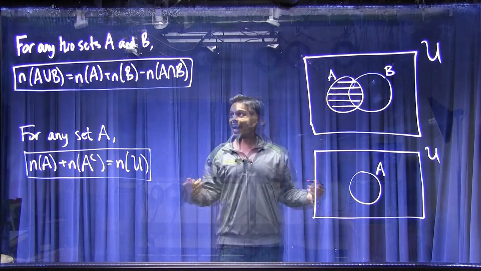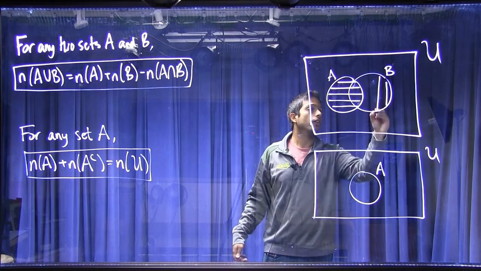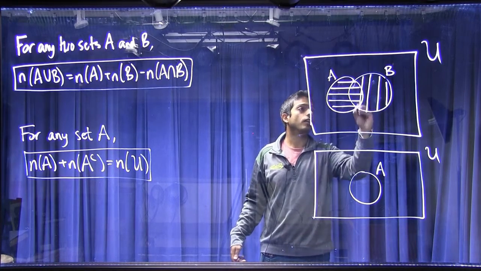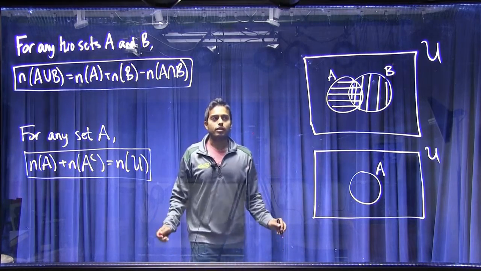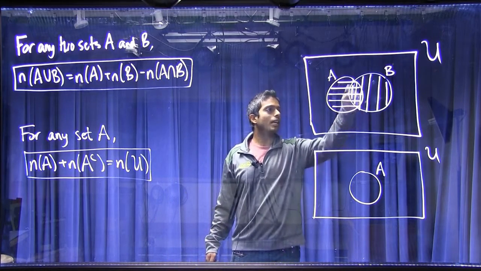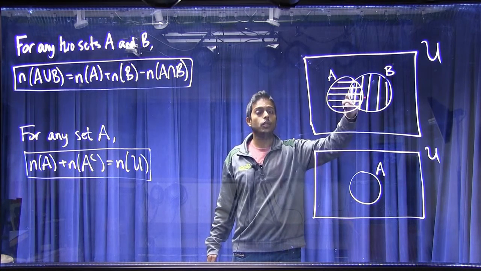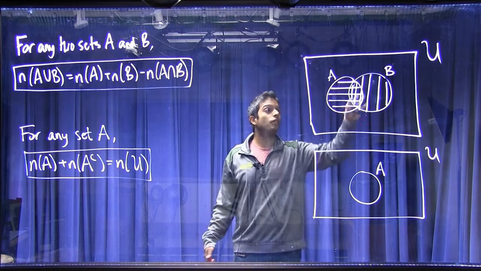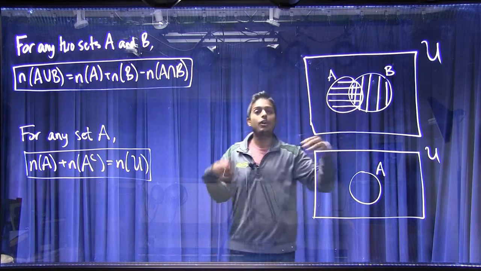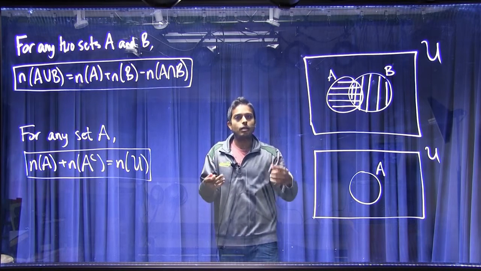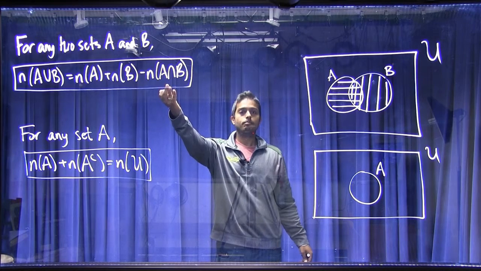Okay, if I add that to the number of elements in B, then I'm adding all the elements in the set with these vertical lines. Well, if you noticed, I counted the elements right in the middle twice. I counted them once with the horizontal lines when looking at A, and again with the vertical lines when looking at B. That area in the middle is the intersection, and I counted it twice, but I only want to count those elements one time, so we need to subtract off the intersection of A and B.